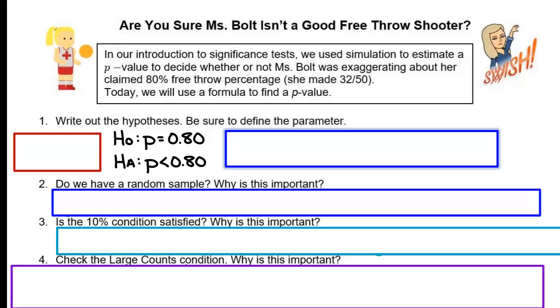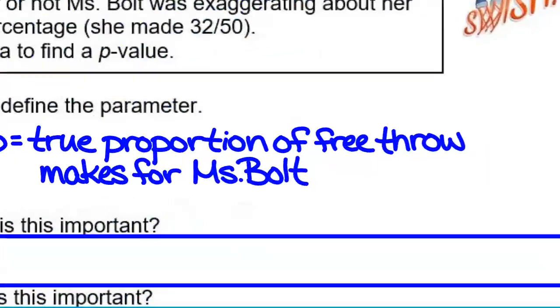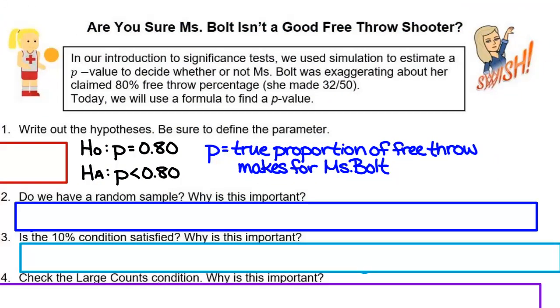What is the parameter here? True proportion of, yep, all free throws that Ms. Bolt makes. True proportion of free throw makes for Ms. Bolt. Want to get that all in there though.